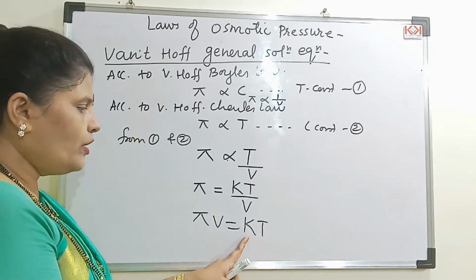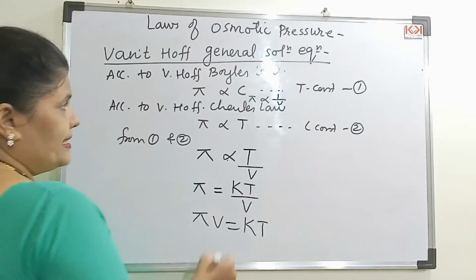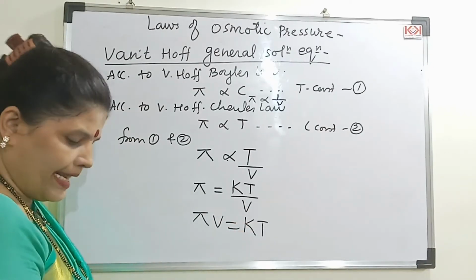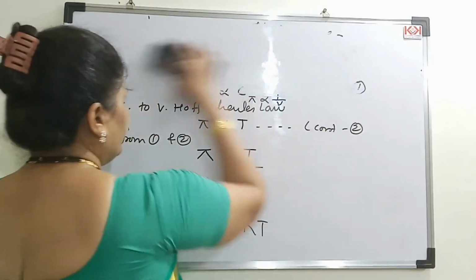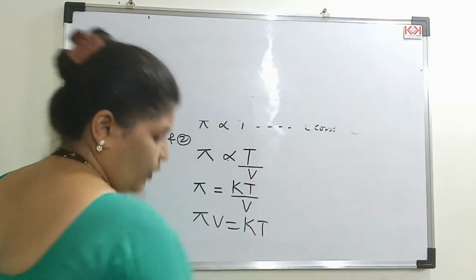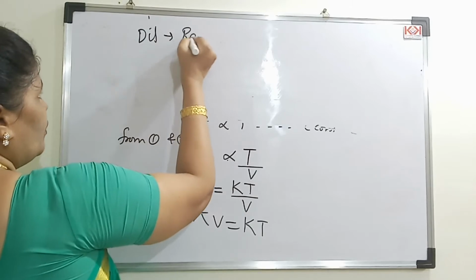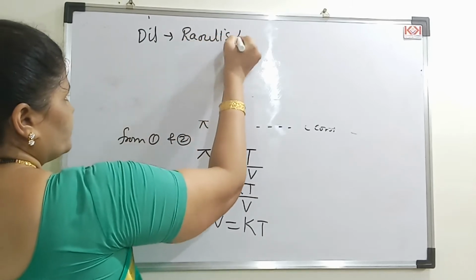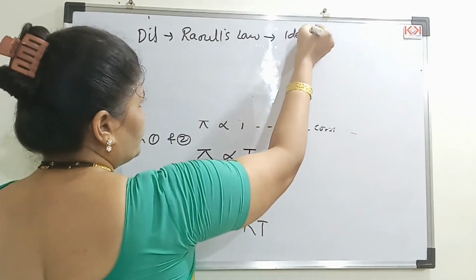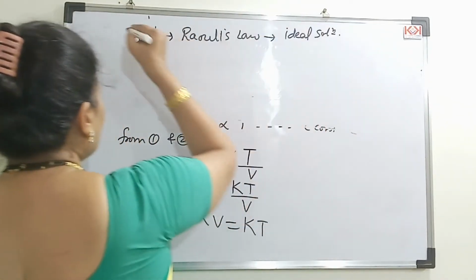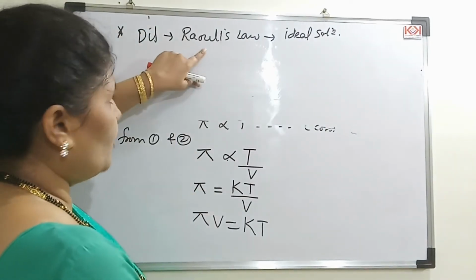But here I cannot replace this K until and unless I make one statement, and the statement is: as the concentration is dilute. Let me clean this, students. So when the solution is dilute, what can I say? The solution is dilute, so it must follow Raoult's law. And if it is obeying Raoult's law, the solution is ideal. This statement is very, very important: as the solution is dilute, it is following Raoult's law.